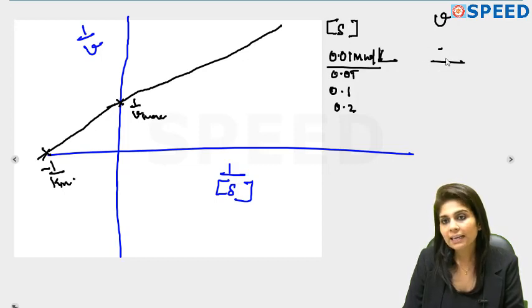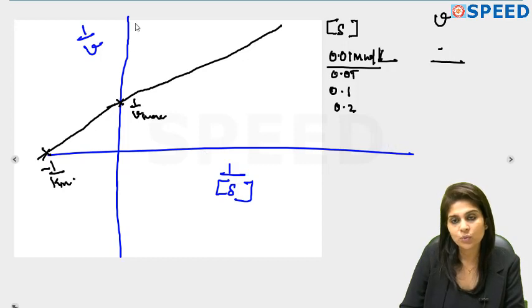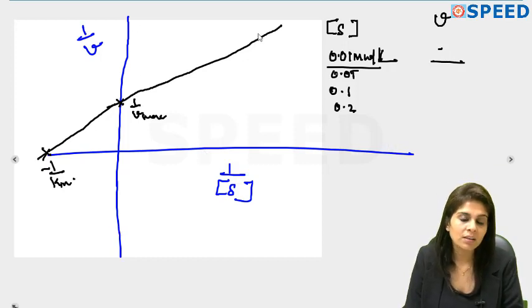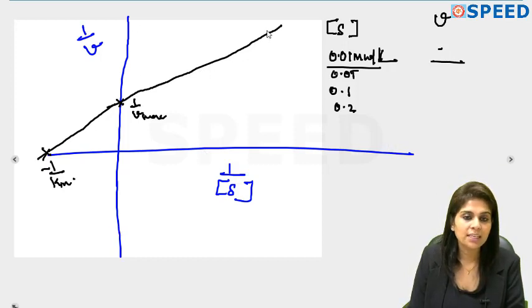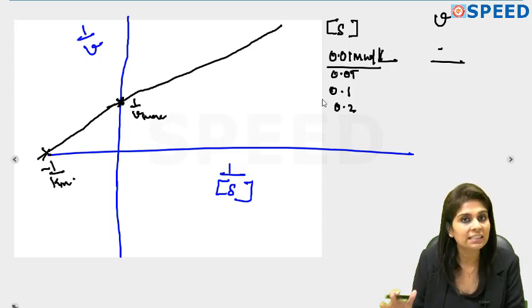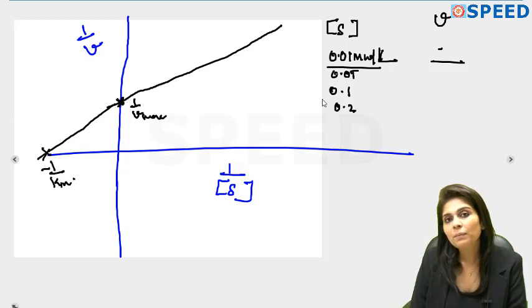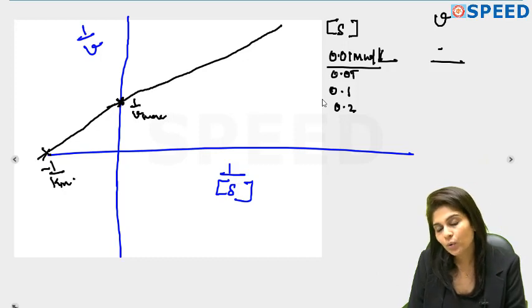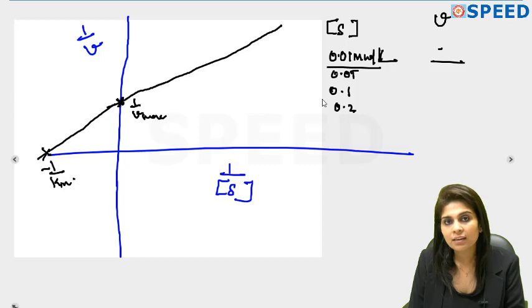Now draw a graph with 1 by S along the x-axis and 1 by V along the y-axis. You get a straight line. You extend the straight line. You see the point at which it cuts the y-axis. That gives you 1 by V max. Take the reciprocal of it. That is the Vmax of your enzyme. So though Vmax cannot be measured, you can calculate it using the Lineweaver Burke plot or double reciprocal plot.